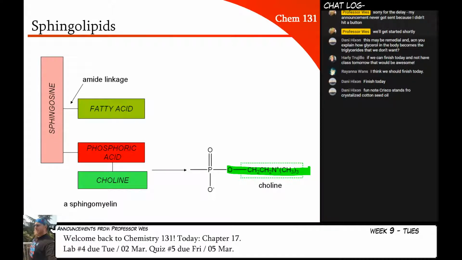Now, the linkages in a sphingomyelin, same as before, because we're connecting the phosphoric acid, and this was an OH. This would be an O connected to my phosphoric acid. So this will be a phosphate ester. What am I saying? I'm thinking of the molecule, not the bond. So phosphate ester. And this one will be 2.